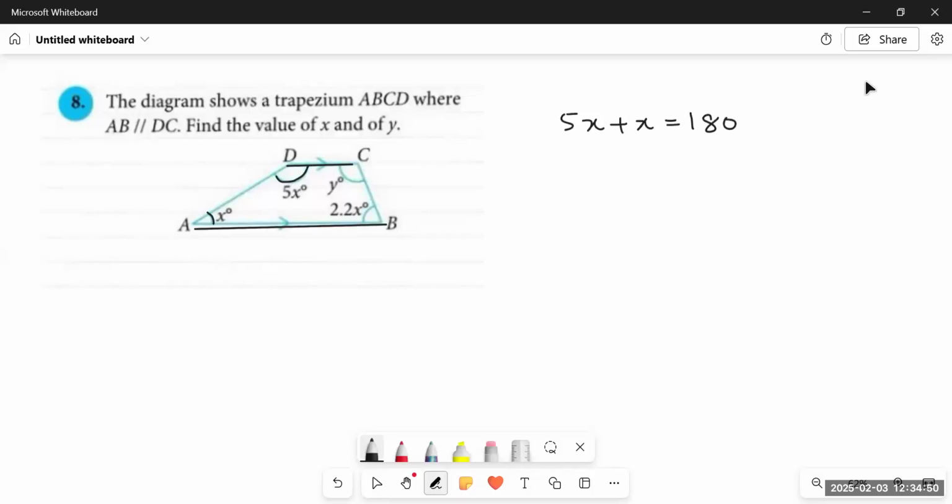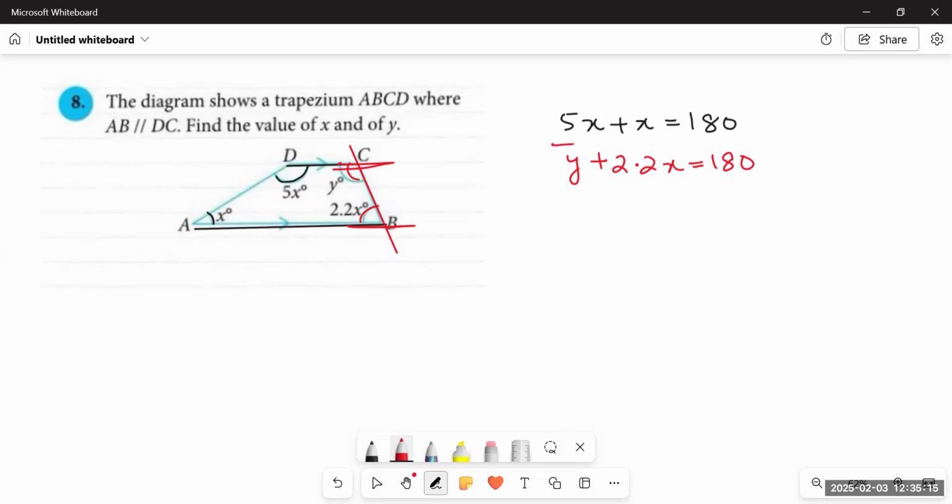And similarly, between these two parallel lines, the two angles that are formed would have a sum of 180 degrees. They are supplementary to each other. So we can say that y plus 2.2x is equal to 180 degrees. And since we have to find the value of x, we can easily find it.